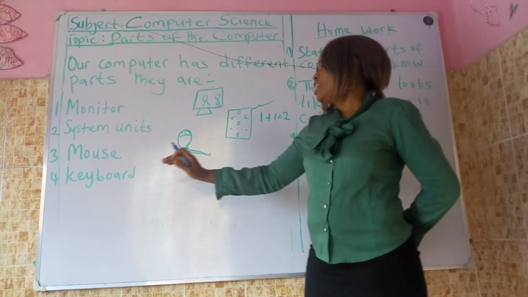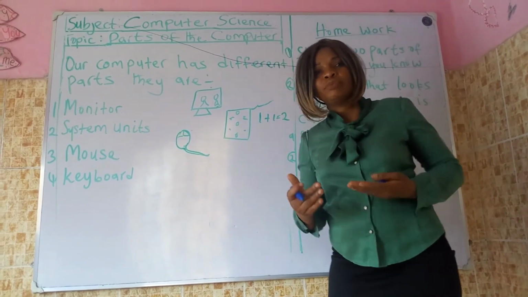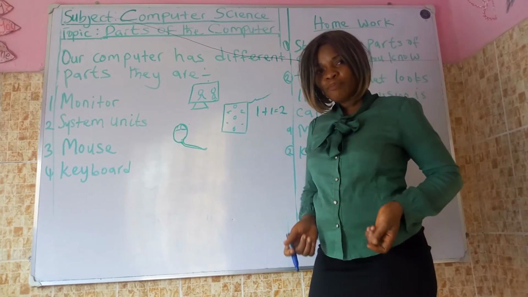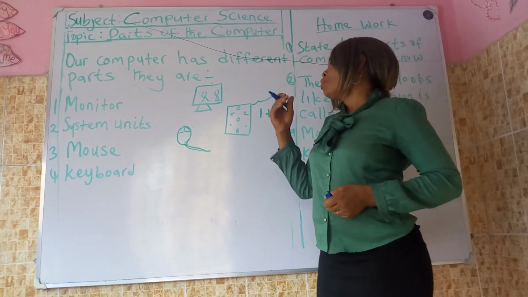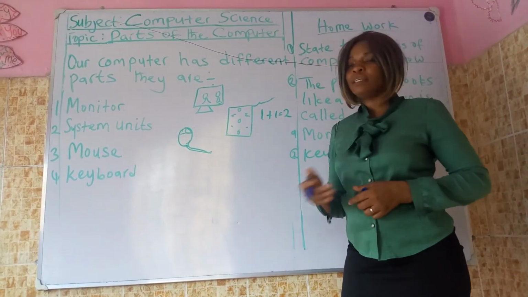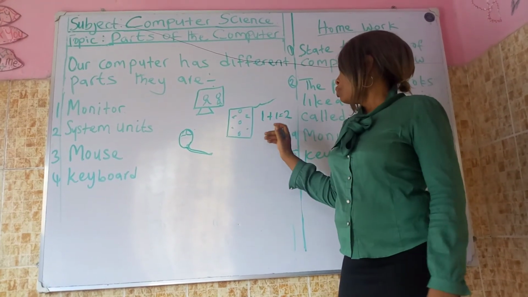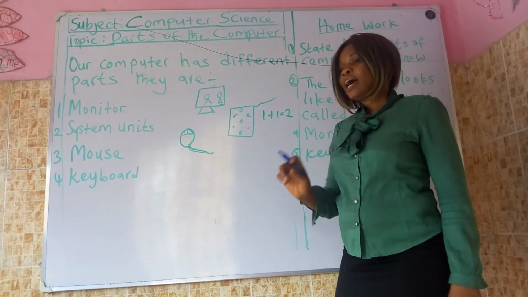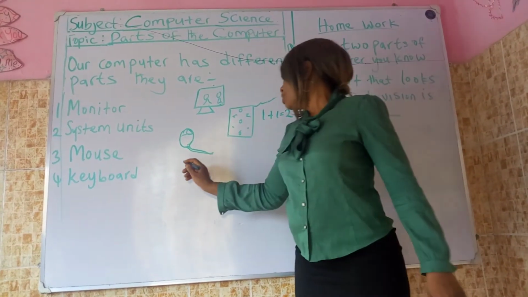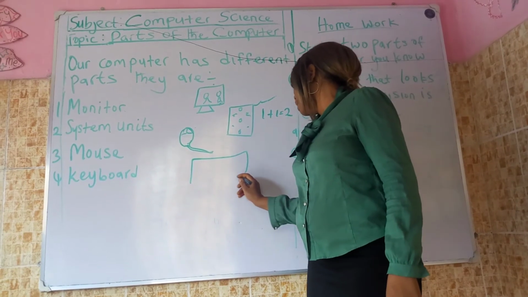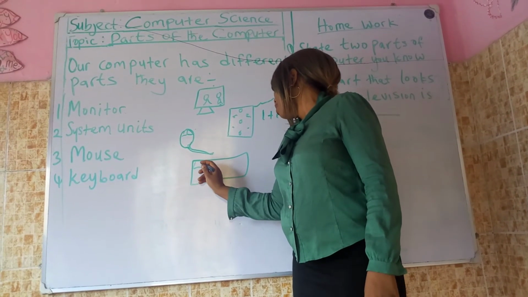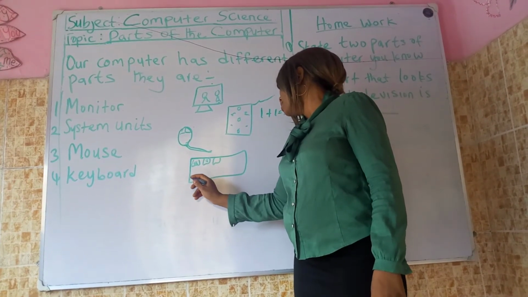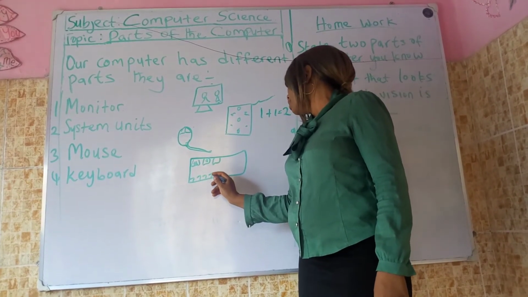Then the last one is keyboard. The keyboard is that part of the computer which helps us to type in our letters and our numbers into the computer. If we want to say 1 plus 1, you type number 1, you put your sign, and you put 1 equals 2. Keyboard looks like this. You have different keys in the keyboard.